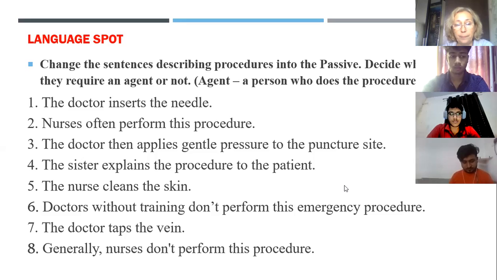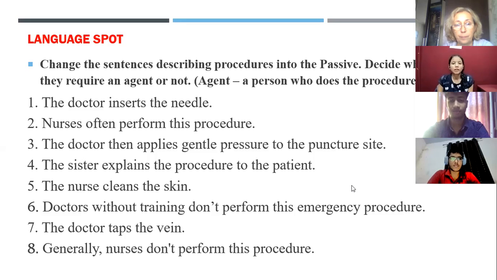And the next is for Apeksha, please. Number 3. The doctor then applies gentle pressure to the puncture site. The answer is: gentle pressure is applied at the puncture site by the doctor. And here by the doctor is optional because the main thing is that we focus on the gentle pressure which is applied. We can omit the doctor.